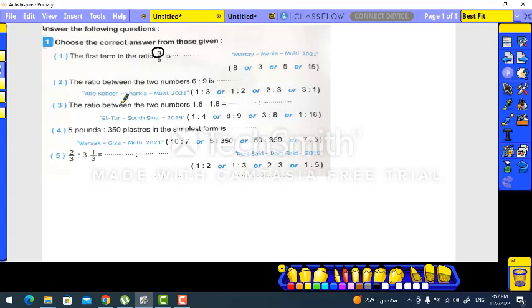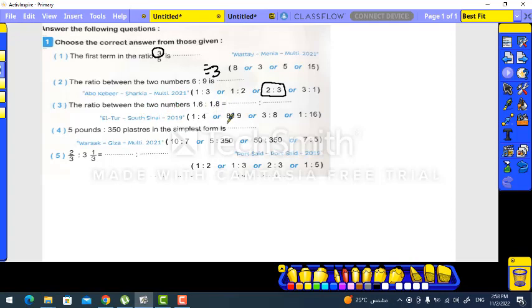Number 2, the ratio between the two numbers 6 to 9. Yes, as we know, we can do it by using calculator. Okay, 6 divided by 9, it will be 2 to 3, or you can divide them by 3. Question 3, the ratio between the two numbers 1.6, 1.8.